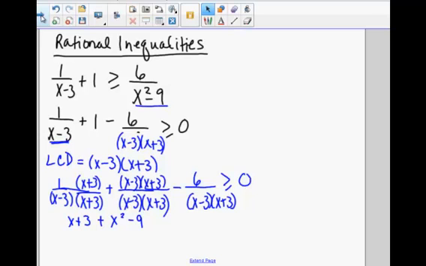That's where it came from. That was the difference of 2 squares. Minus 6 all over x plus 3, x minus 3. I want to keep this factored because I need to find the domain.